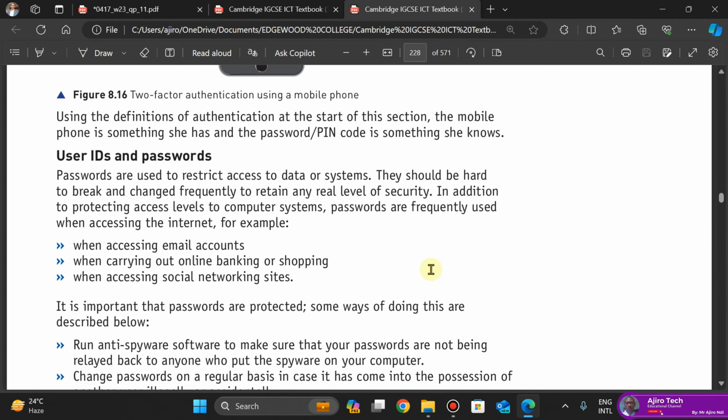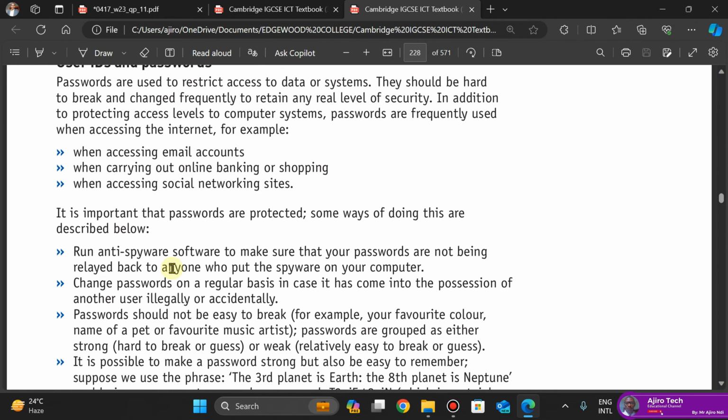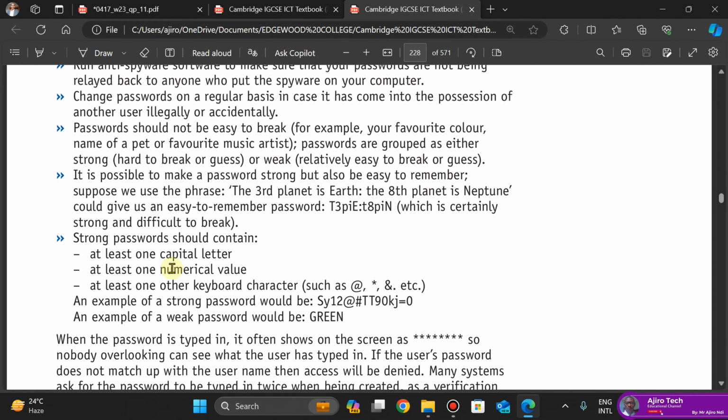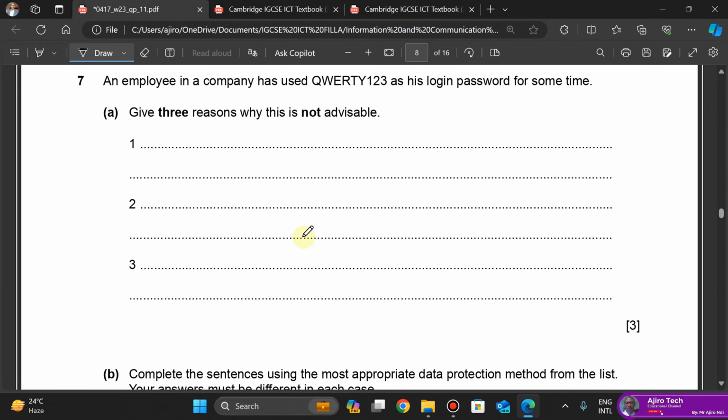Now, passwords are used to restrict access to data or a system. They should be hard to break and changed frequently to restrain any level of security breach. Now, passwords are frequently used to do this. So why do we have to change our passwords? Okay, why is it not advisable to use it for a long time?